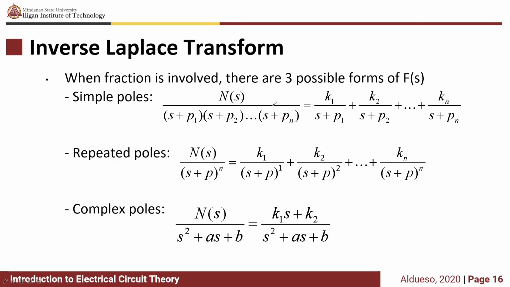So after getting the Laplace transform of the function and manipulating using algebra, we need to get the inverse Laplace transform, or we need to transform the function back to time domain. So when a fraction is involved, there are three possible forms. This is with the use of partial fractions. So we have simple poles, so this form. We have repeated poles, and then we have complex poles.